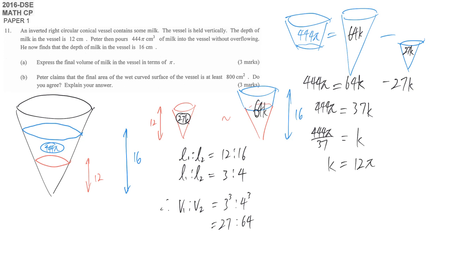And then what it's asking is we have to find out the final volume. That means the final volume is this one. That's why the final volume is 64K. That means 768 pi cm cube.